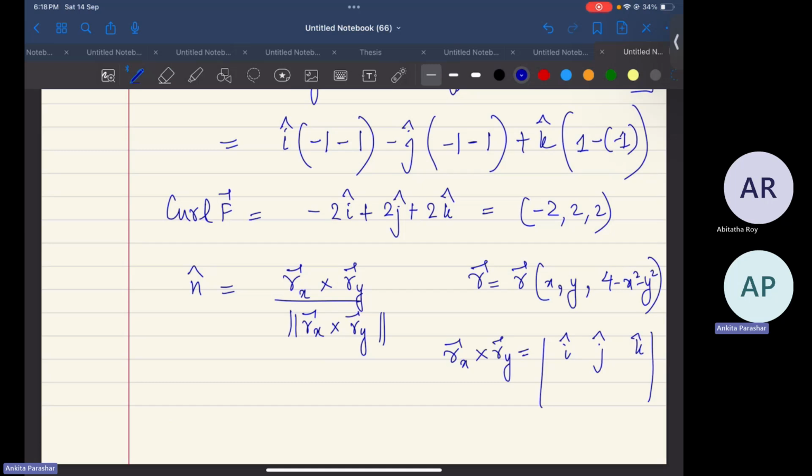Okay. Let me just see what you are getting. Sorry, what do you get? Let's do it carefully. 1, 0, minus 2x. Okay, you are writing this first. Okay, what is Ry? 0, 1, minus 2y. Okay, let's just quickly compute this. It is minus 2y. Sorry, 2x.